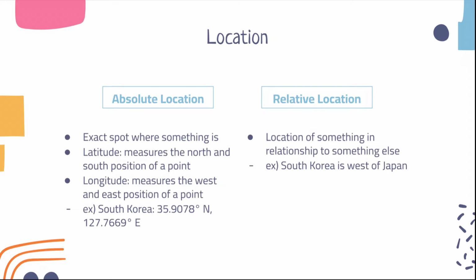Location can be described by absolute location and relative location. Absolute location is the exact spot where something is, often expressed in latitude and longitude. Latitude measures the north and south position of a point, and longitude measures the west and east position of a point. Relative location, on the other hand, is the location of something in relationship to something else.